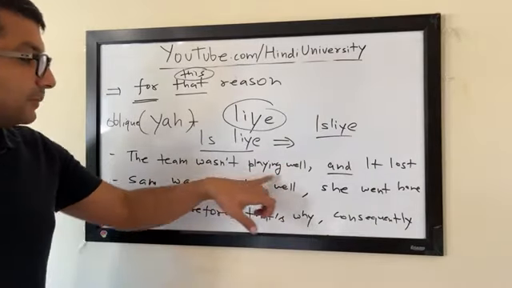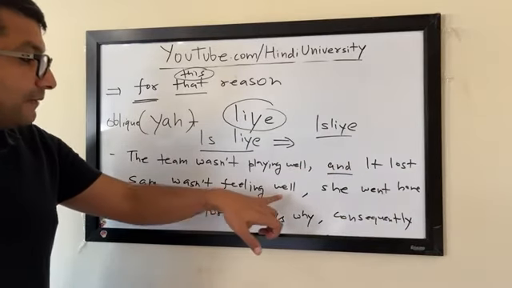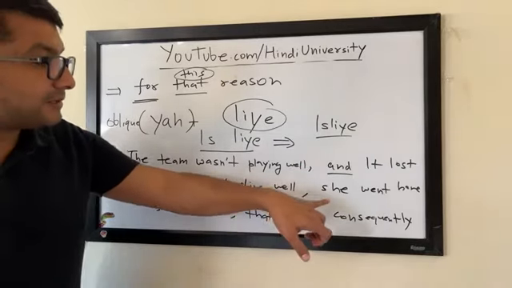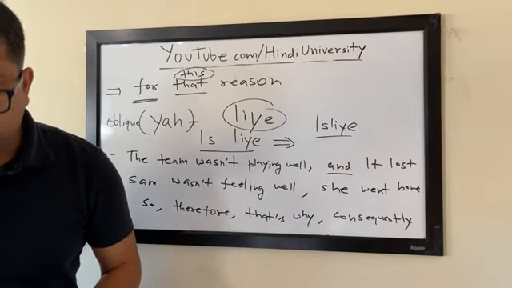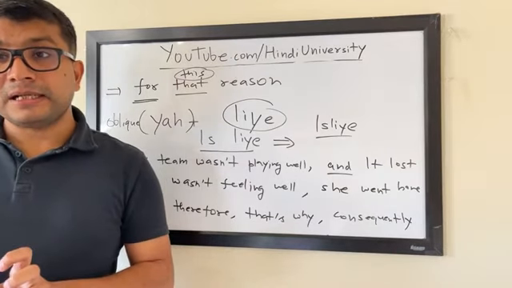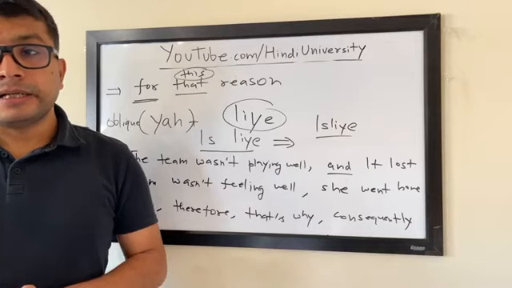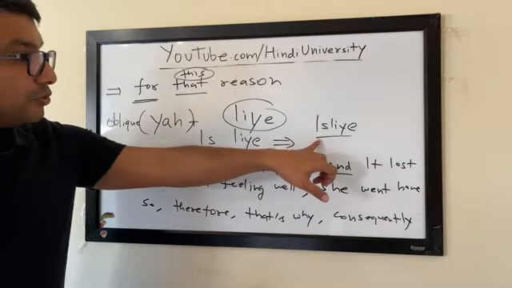Okay, team wasn't playing well, for that reason it lost. Sam wasn't feeling well, for that reason she went home. I wasn't enjoying the movie, for that reason I went home. That's it. You may not say it in that way in English, but that's the underlying tone there. And that's why I use isliye.